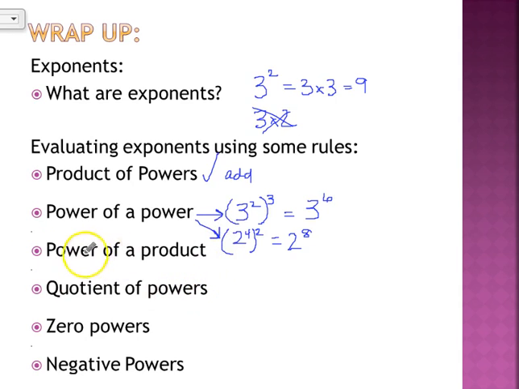We did power of a product. We did quotient of a power, where we subtract our exponents. And then anything to the 0th power is always going to be 1. And then to get a negative power to turn positive, we just flip it upside down.